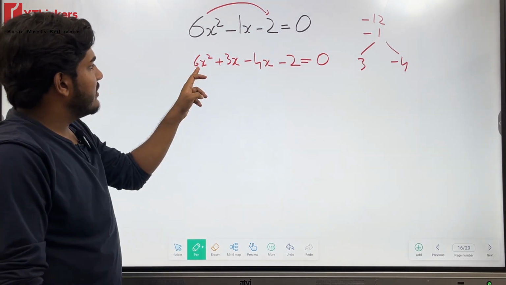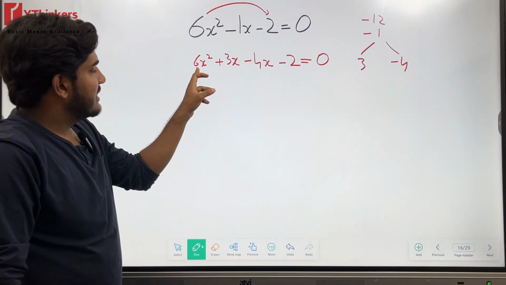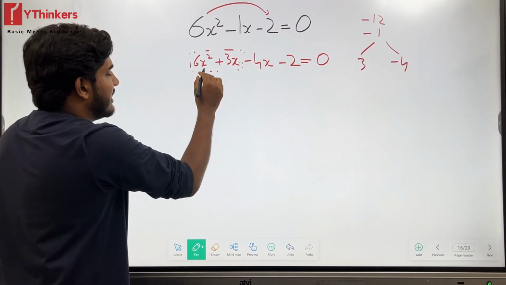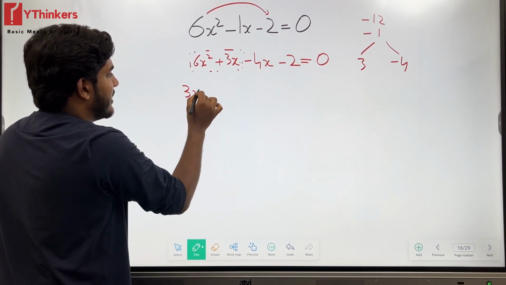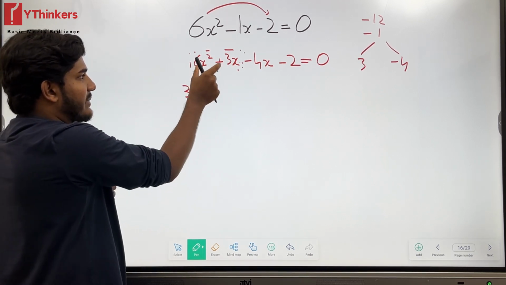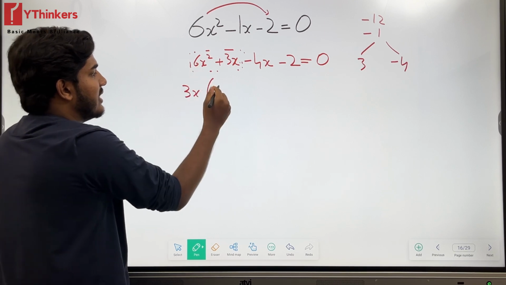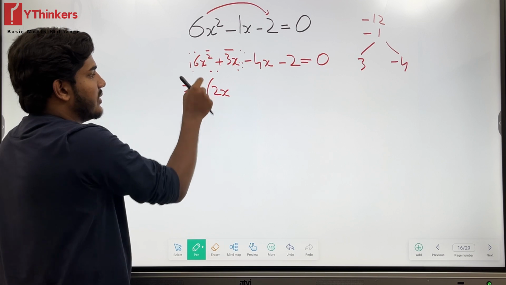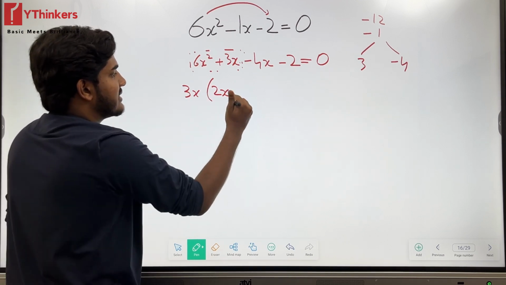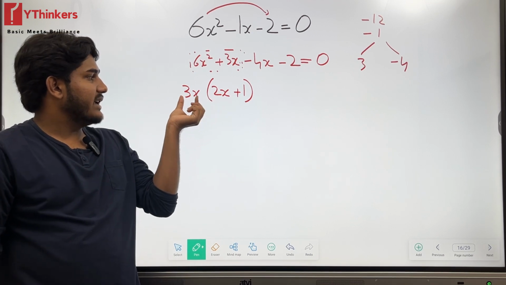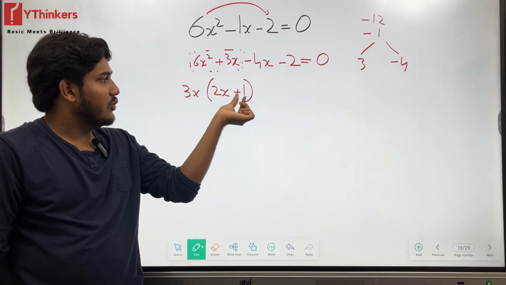Okay, if I notice, I can see a common thing here. In 6x square and 3x, I can see something common, that is nothing but 3x, correct? I will take 3x out common. When I take common, what will remain? 3x gone, so what will I get? 2x. That's why I wrote 3 twos are 6, x into x square. So that's why I've removed common 3x. And here what will remain? 1, correct? 3x into 2x is 6x square. 3x into 1 is 3x.